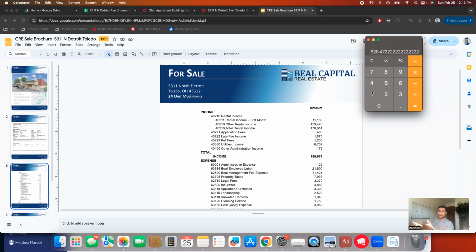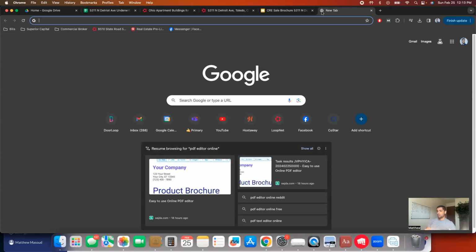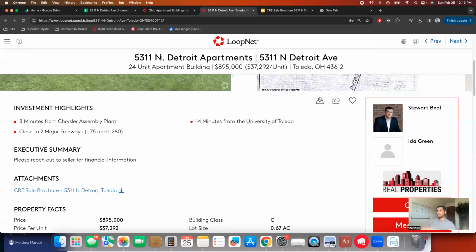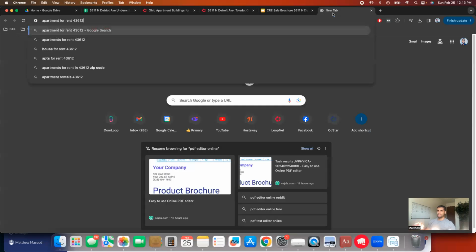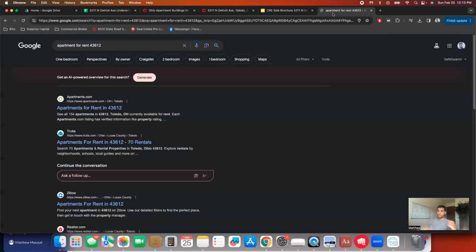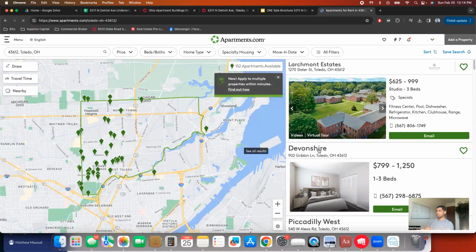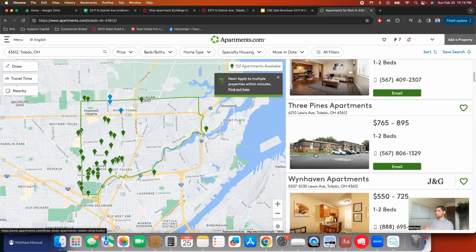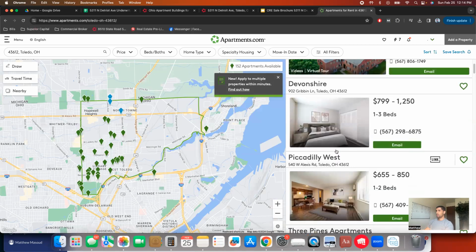Now, I want to see if that makes sense for the market. So let's hop into another tab here and look up apartments for rent. And then I'm going to type in this zip code here. The reason I do zip code is because it narrows it in, since even the city might be a big city. I also skip apartments.com because they'll typically have class A stuff, or I don't think there is class A in Toledo, but they'll usually have nicer stuff, but it can still give you an idea.